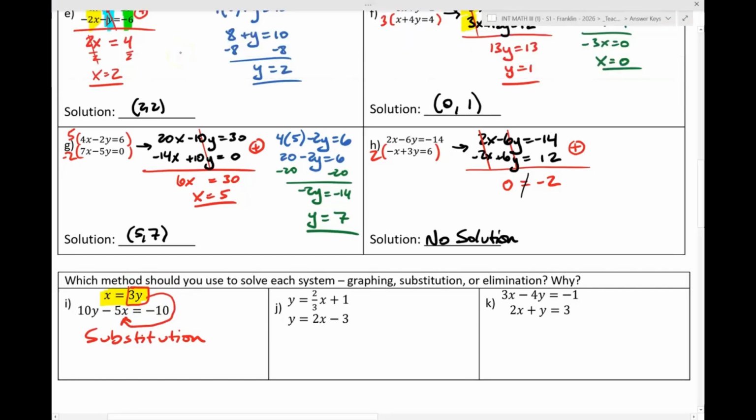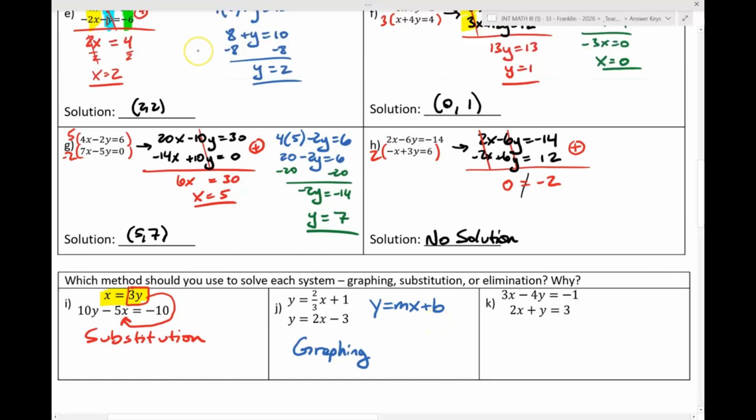For the second one, y equals 2/3 x plus 1, and y equals 2x minus 3. Now for this system, I would use graphing, as long as I had a graph to use. And the reason is because these are both in slope-intercept form. And with the fraction here, I don't really like the idea of using that in an algebraic method like substitution or elimination, because I'm going to have to deal with that fraction. But graphing is pretty simple. So I could even just draw myself a graph and try to use that. So because they're both in slope-intercept form, I would use graphing.